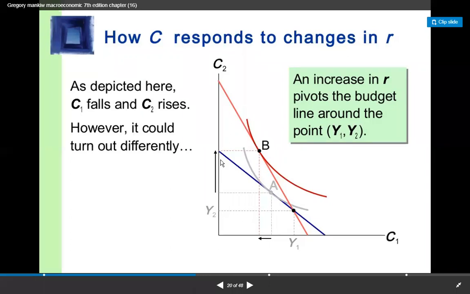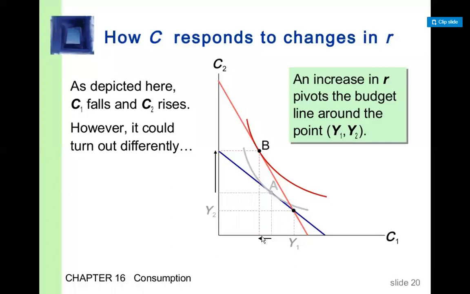So with a higher interest rate, there is more saving of current income, and in the future the consumer will consume Y2 plus the portion of Y1 that is saved, so consume more. The new optimal level is at point B, where consumers consume more in period 2 and less in period 1. So more C2, less C1 because of the higher interest rate. That is the simple representation of changes in the interest rate in the Irving-Fisher model.